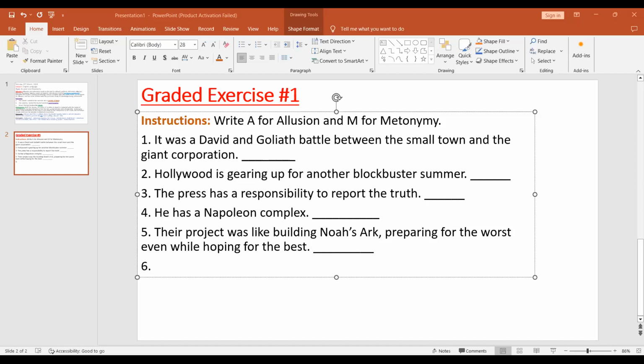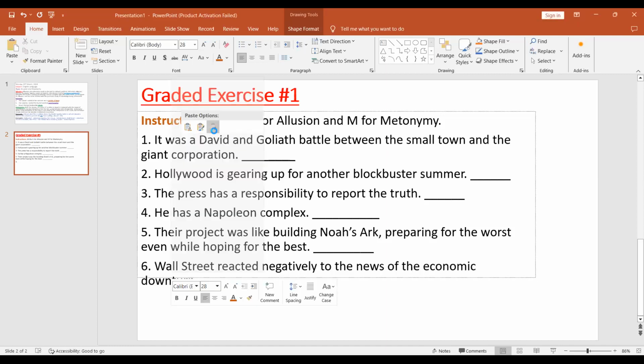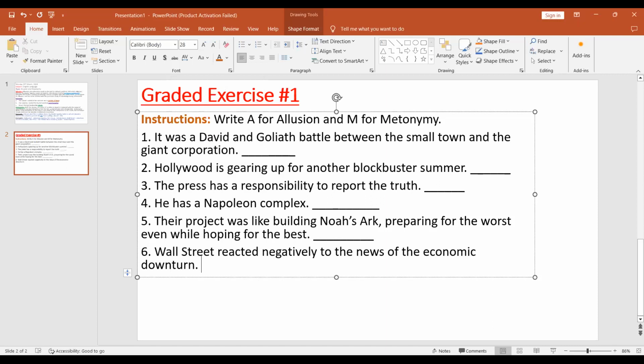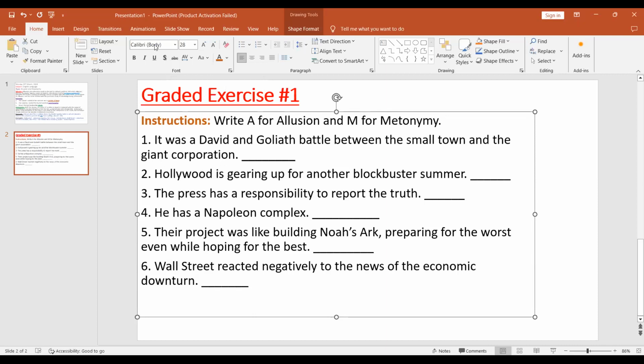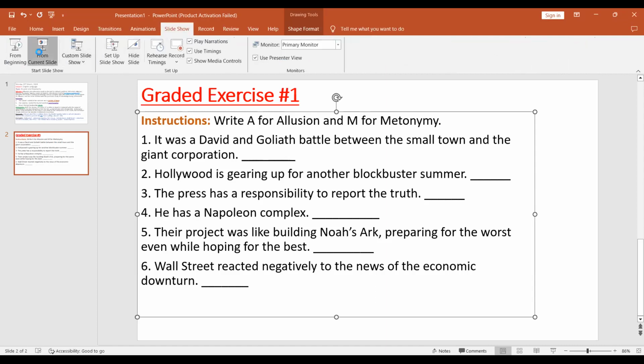The next one, number six: Wall Street reacted negatively to the news about the economic downturn. I'm only going to give you all six. Once you finish with this, take a picture of it and send it to me via WhatsApp.